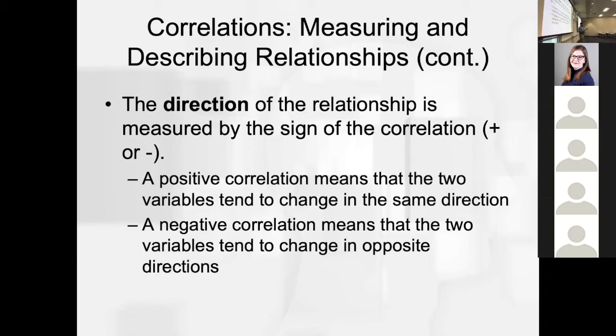A positive correlation means that the two variables tend to change in the same direction. As ice cream sales go up, so too do shark attacks. As ice cream sales go down, so too do shark attacks. I'll show some graphical representations of this in just a minute. A negative correlation, on the other hand, is that two variables tend to change in opposite directions. So as one variable increases, the other one decreases, and vice versa. Can anybody think of an example of a negative correlation?